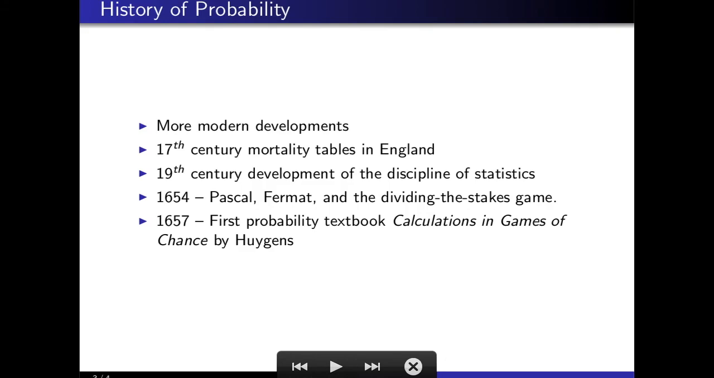Okay, and then a couple of years after that, in 1657, Huygens goes and publishes the first textbook on probability. So this was Calculations in Games of Chance. Same kind of idea. One of the main origins for probability, or chance as it was really referred to back then, was all around gambling and these kinds of ideas.